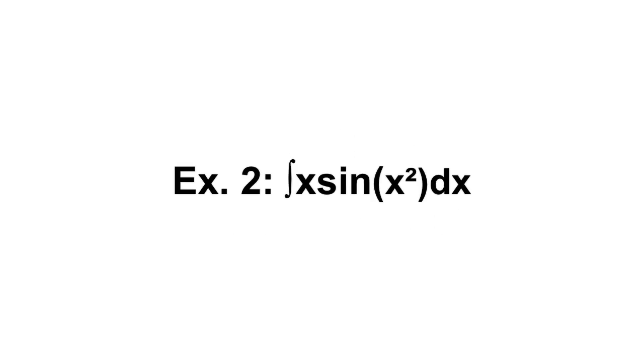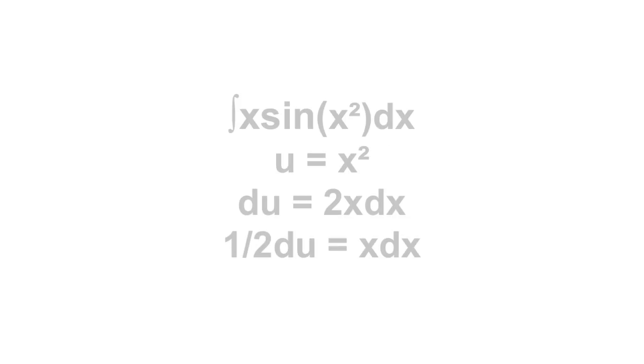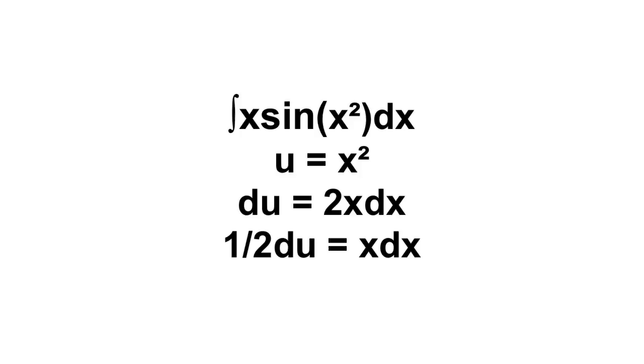Our second example is the integral of x times sine of x squared dx. Like the last example, substitute u for the inside function, which is x squared. Derive u to get du is equal to 2x dx. Now notice that x dx is in the original problem. To get x dx, pull out the 2 by multiplying du by 1/2.